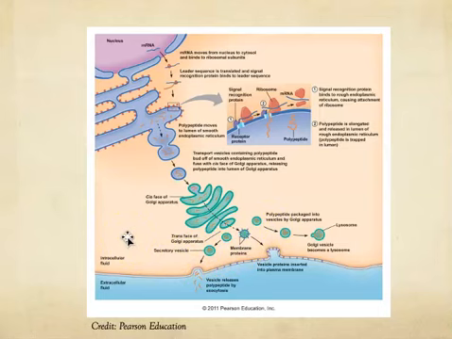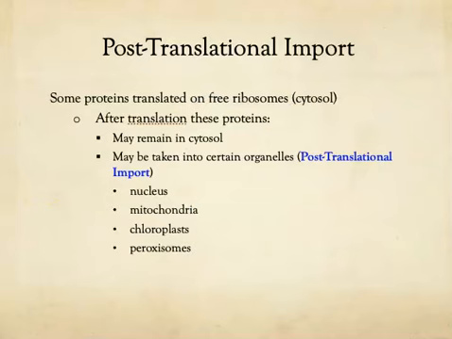Any polypeptide, any protein that's produced through this system of co-translational import is going to go to one of the destinations that was on our list. Rough endoplasmic reticulum, smooth endoplasmic reticulum, Golgi apparatus, lysosome, plasma membrane, and cytoplasm. Those are the destinations of proteins that are included in co-translational import.